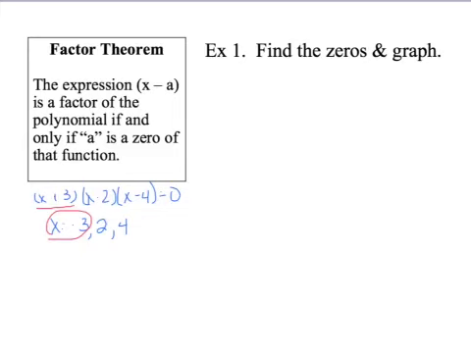Now let's go ahead and try this one. So example 1 says find the zeros and we're going to graph it. We're going to start with a function y equals x times the quantity x minus 3 times the quantity x plus 5. Well, if I'm going to find the zeros, I better set it equal to 0.